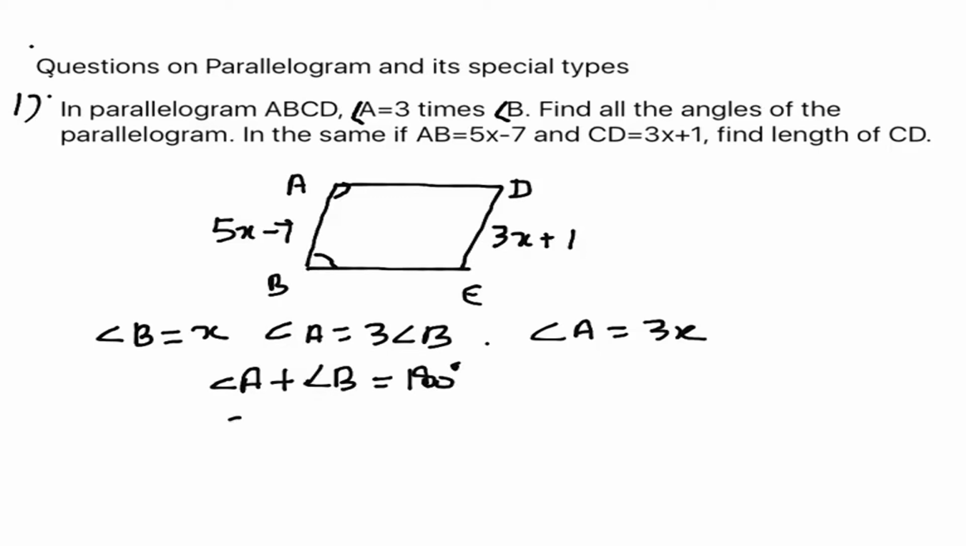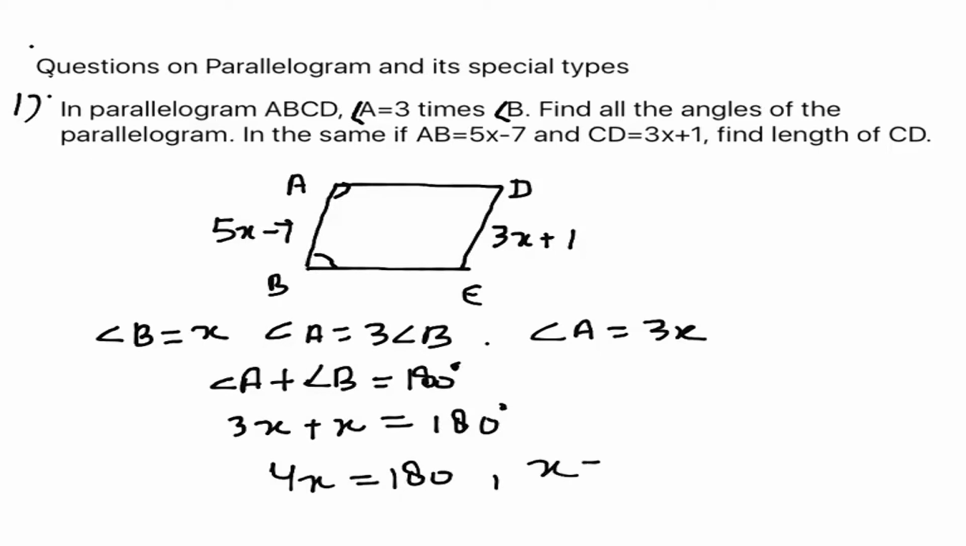Now angle A is how much? 3x. Angle B is how much? x. So 3x plus x is equal to 180 degrees. Now 3x and x give us 4x is equal to 180 degrees. Now we have to divide 180 by 4. This will give us the value of x, that is 45 degrees, right? So angle B is equal to 45 degrees and angle A is 3 times 45, that is 135 degrees, right?